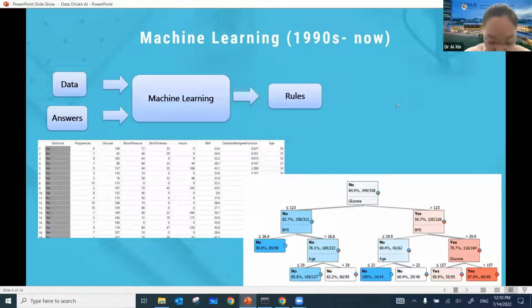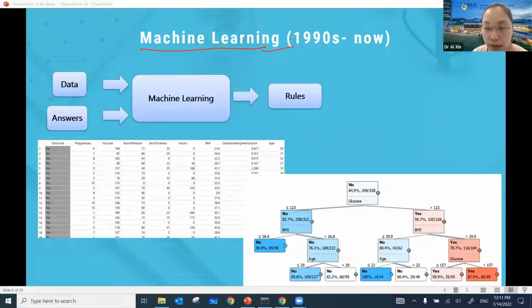Okay, so because of that, we moved to the machine learning stage. Machine learning algorithms were provided earlier, before this decade, but since the 1990s, that is the time machine learning algorithms were actually applied in real industry applications. So what is machine learning?